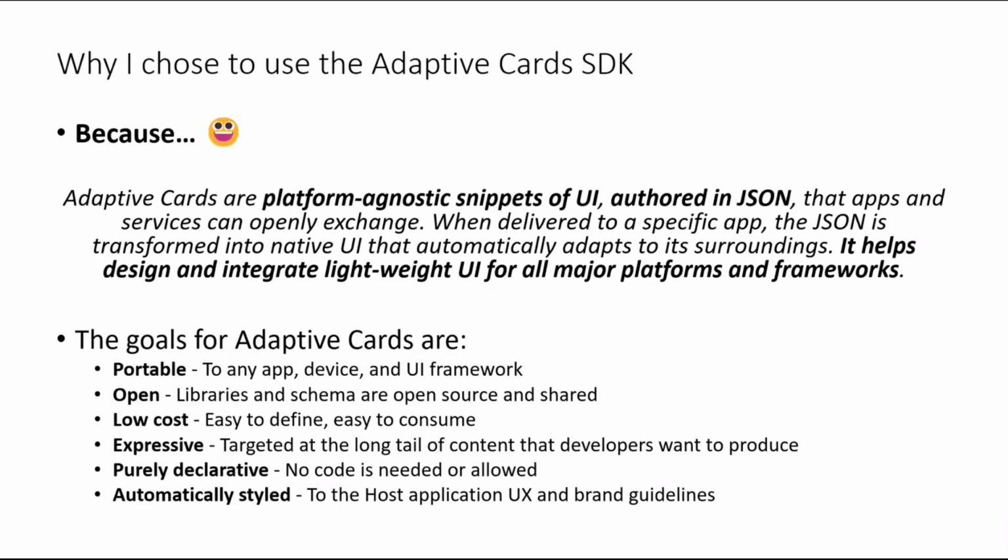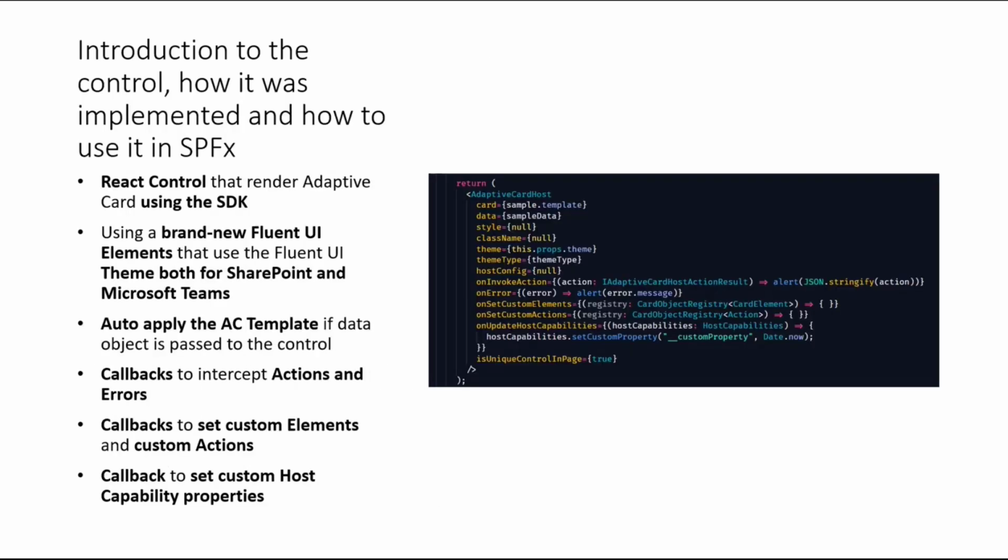Why did I choose the Adaptive Card SDK? You already know that Adaptive Card is a great framework, a great implementation, and a way to implement UI because it's portable, it's open, it's expressive, and for me, a good reason is that it's automatically styled. You know that the style is updated by the host application and not by the user that creates the UI by using the JSON format. And this is the reason why I chose the Adaptive Card SDK.